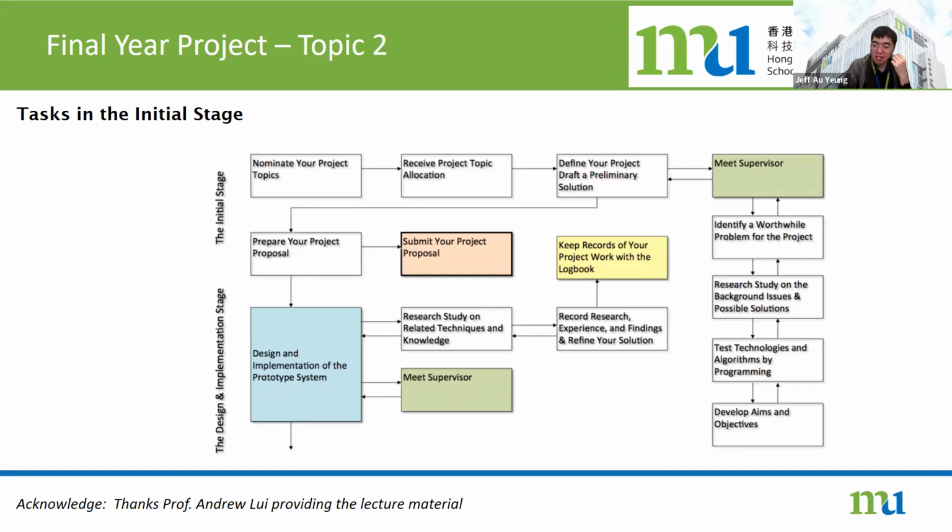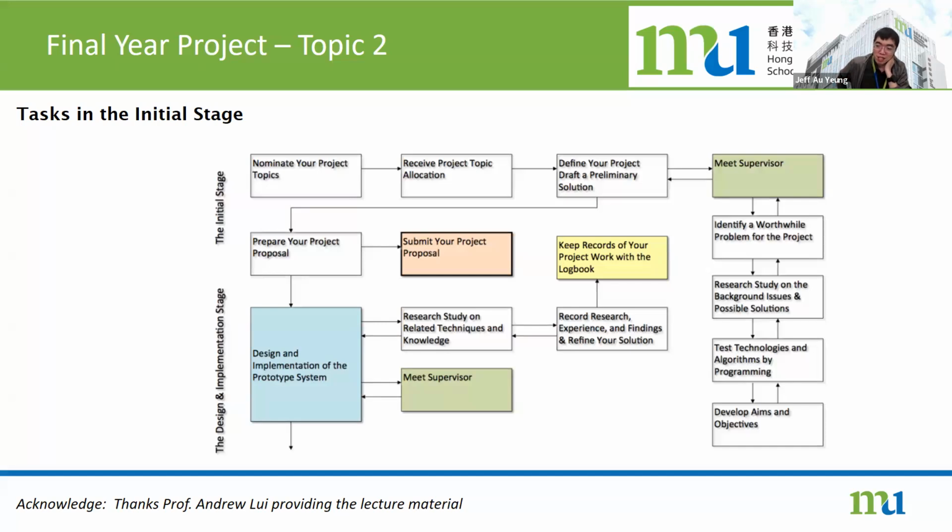The tasks in the initial stage, I'm not going into details. You can take a look at it. I think not all the groups follow the pattern, but they are more or less the same. In the beginning, you have your project topics. I think most of you have got it. If you still haven't, then try to figure it out within these 1 to 2 weeks. Then you will try to define your project. How to define the project? You have to find out the project aims, what the problem is, the project objective, and some initial solutions. And then of course you have to prepare your project proposal.